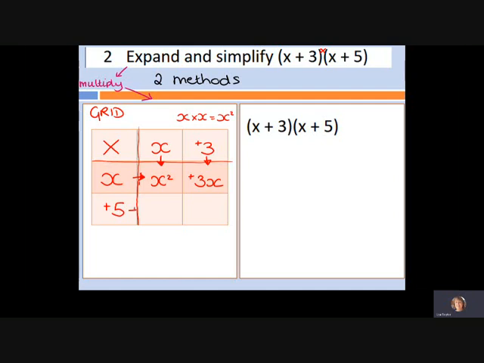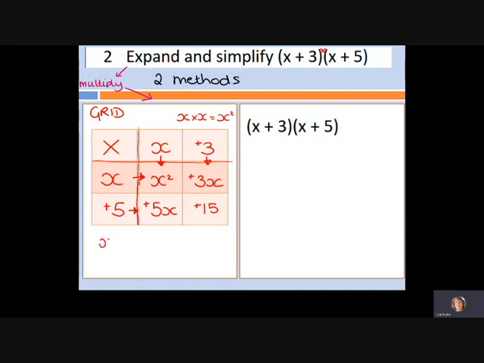Okay, moving down to the positive 5, or the plus 5. So we've got 5 times x, which is 5x, and it's a positive 5. And then we've got 5 times 3, which is 15, and that is a positive 15. So like I said, let's take those 4 terms out and put them in a straight line.